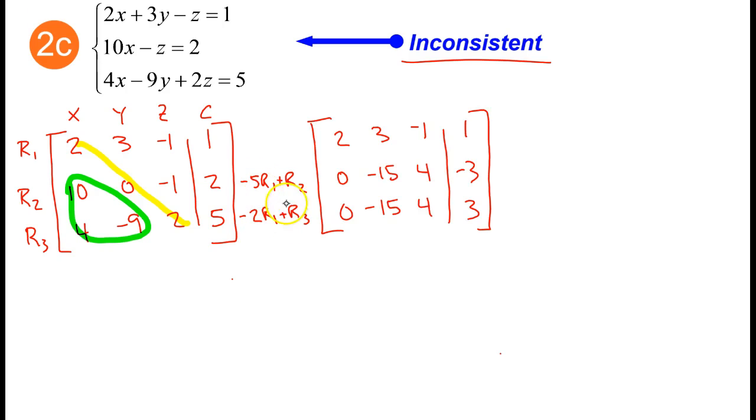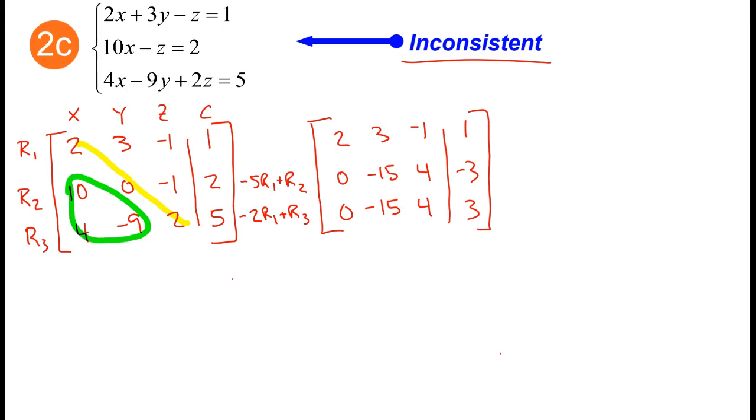So after doing these two row operations, we end up with this for our table of coefficients and constants, and right away you ought to be a little concerned about this. Basically what we have here is two equations, -15y plus 4z equals -3, and -15y plus 4z equals +3. So right there we should be concerned that we have two equations that equal different things.